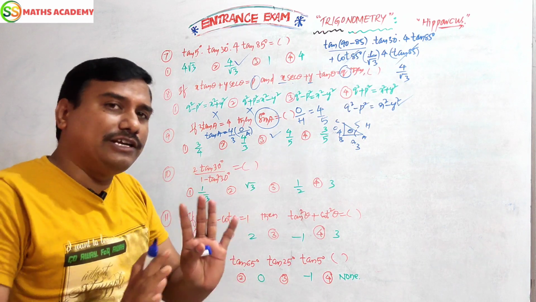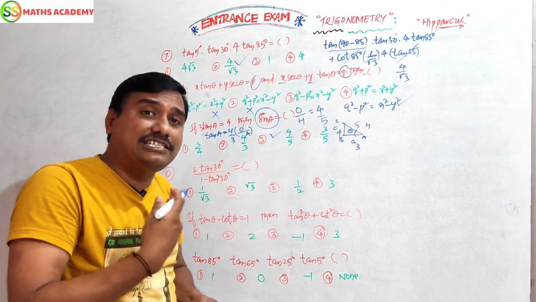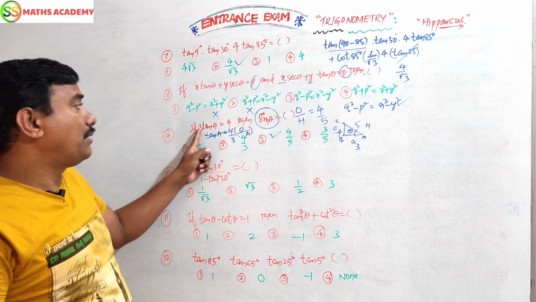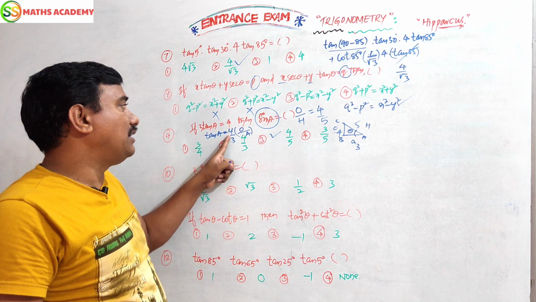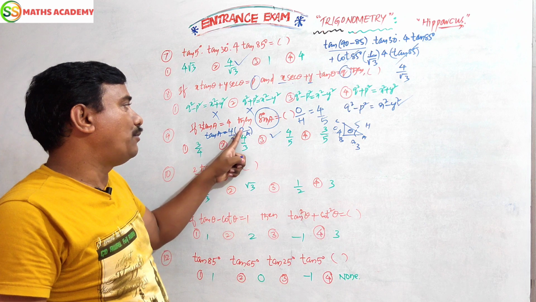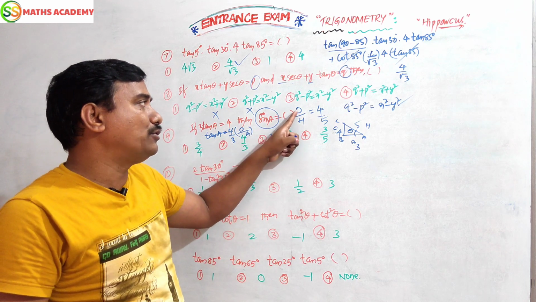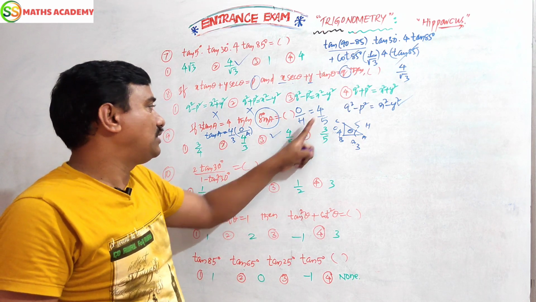Just draw the diagram, you will get the answer. After some practice sessions, you can write the direct answer. From tan theta you have to write sin theta. Tan theta we are getting 4 by 3. Opposite side is 4, and sin theta also has the opposite side, so 4 and 4 tally.